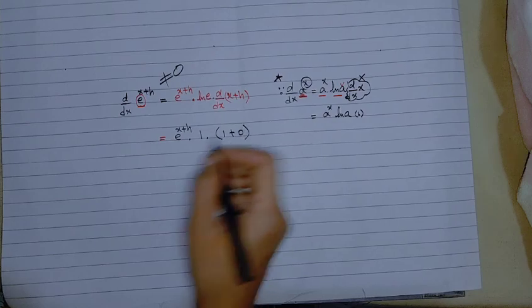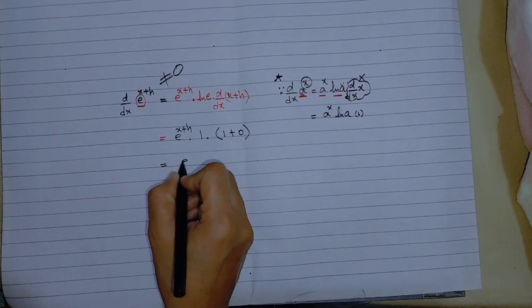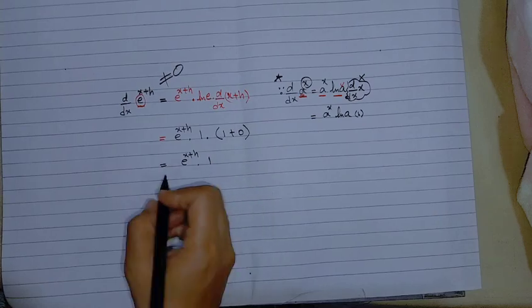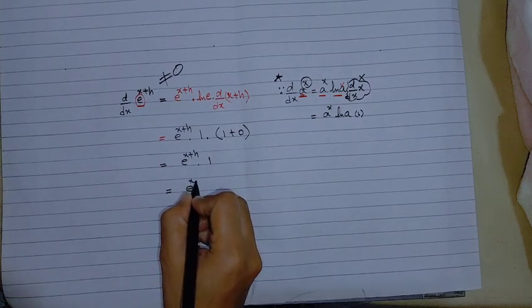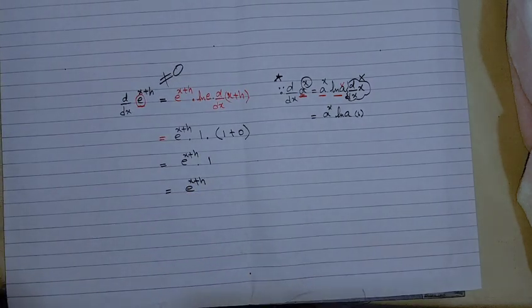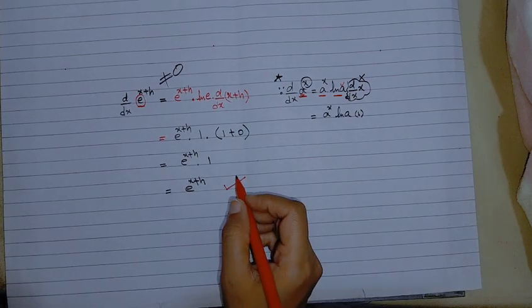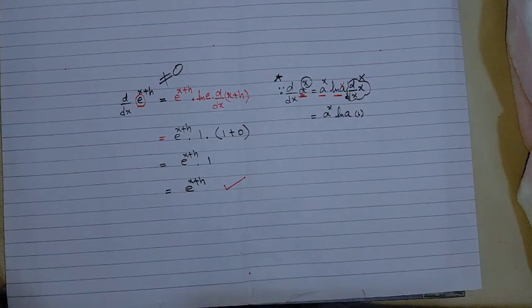The derivative should not be missed. e to the power x plus h, and this is 1, so it becomes e to the power x plus h. And this is the derivative. A very important and very simple question.